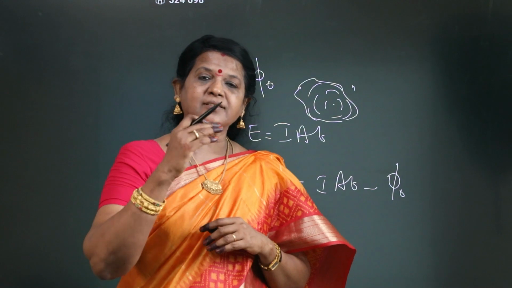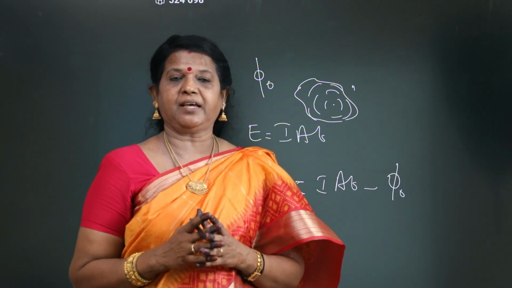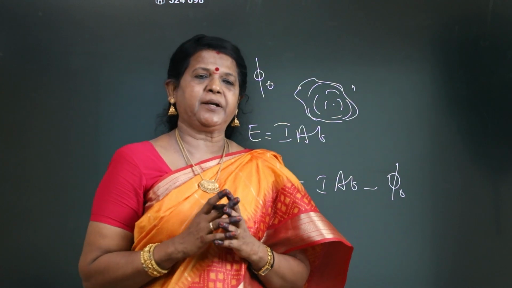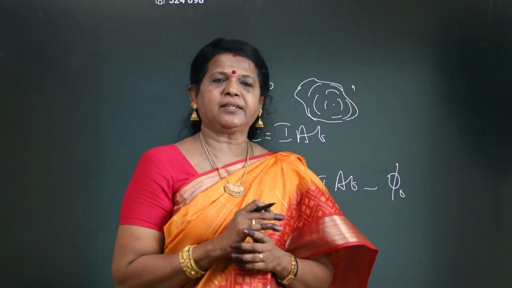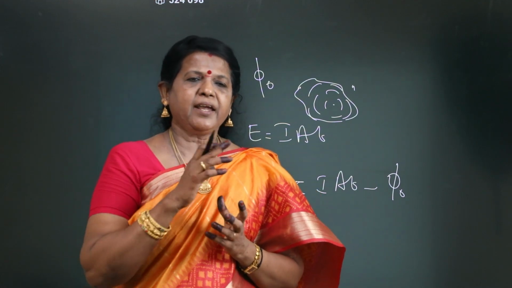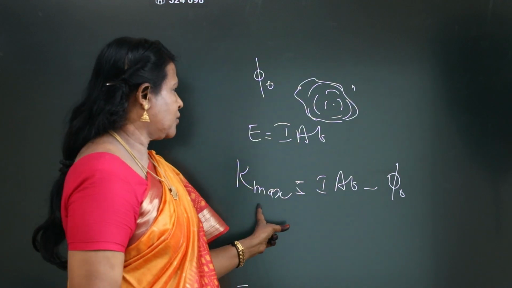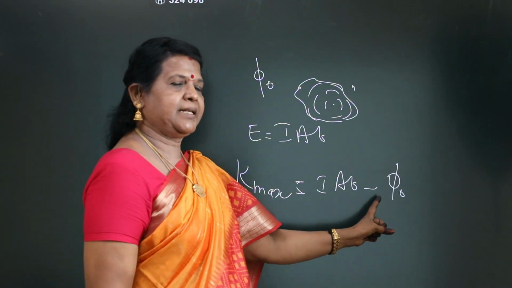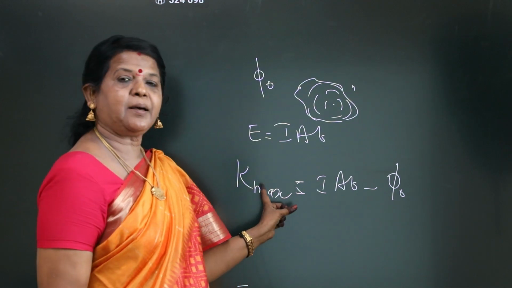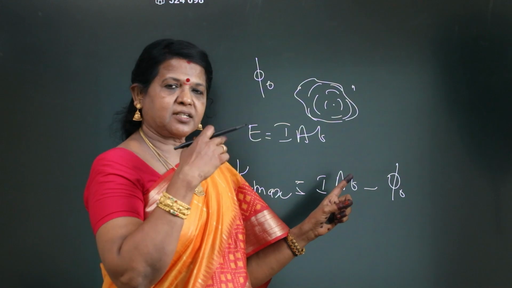When the electrons cross the surface barrier, only then will the photoelectrons be emitted. The wave theory predicts that for a particular unit time, low light intensity will be falling on the surface when this value I is less than phi naught. The K max value is equal to IAt minus phi naught. Here K max is the maximum kinetic energy, I is the intensity, A is the cross sectional area.